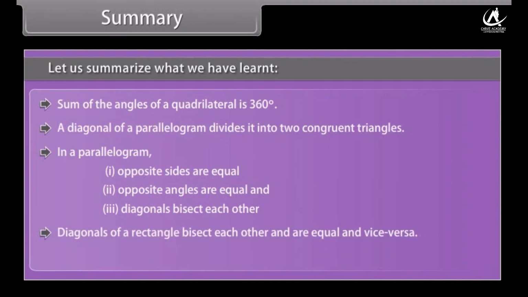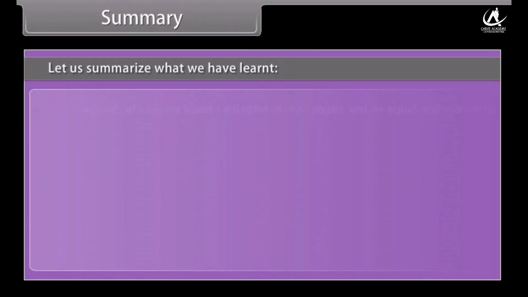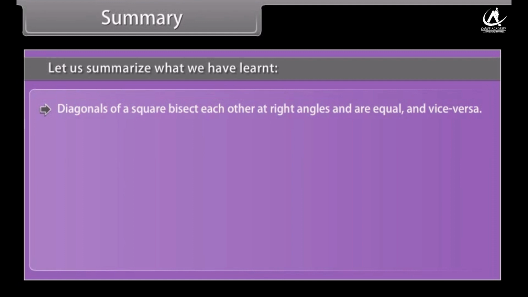Diagonals of a rectangle bisect each other and are equal, and vice versa. Diagonals of a rhombus bisect each other at right angles, and vice versa. Diagonals of a square bisect each other at right angles and are equal, and vice versa.